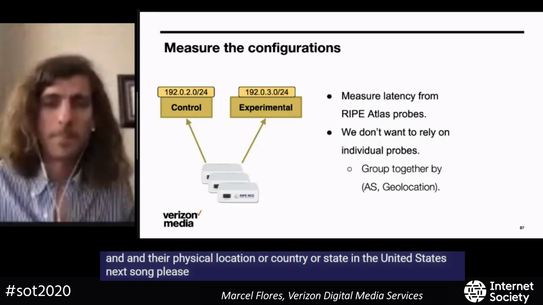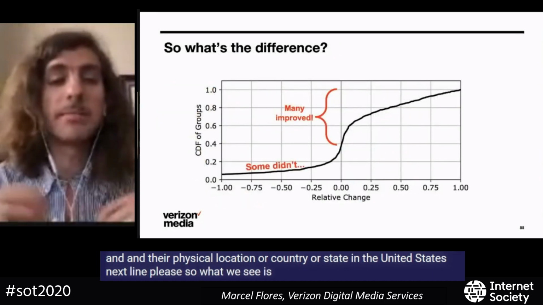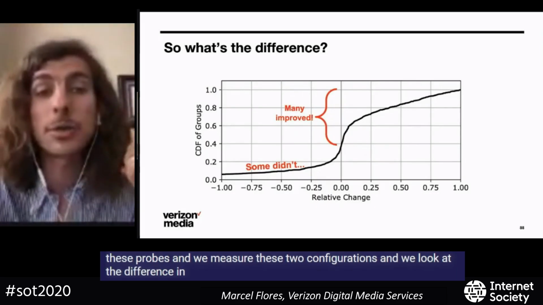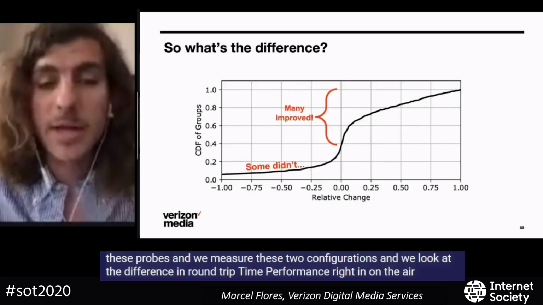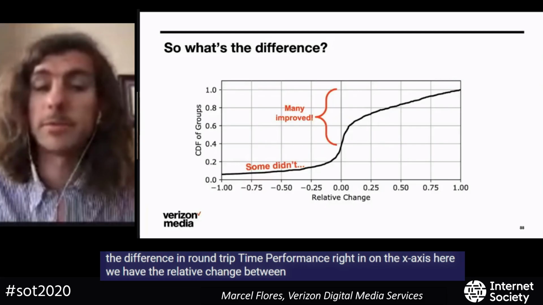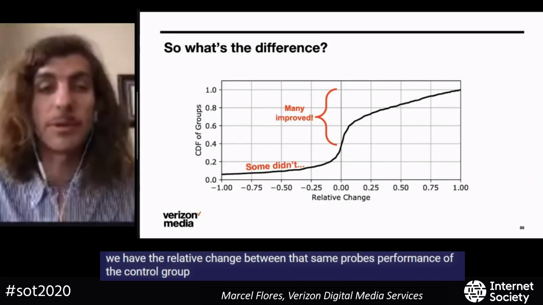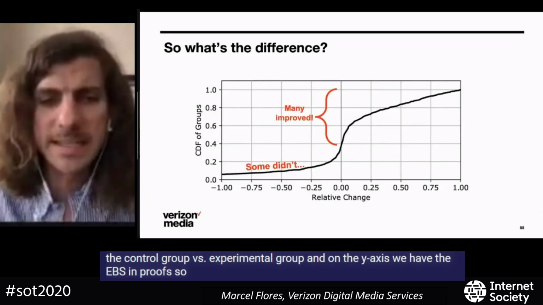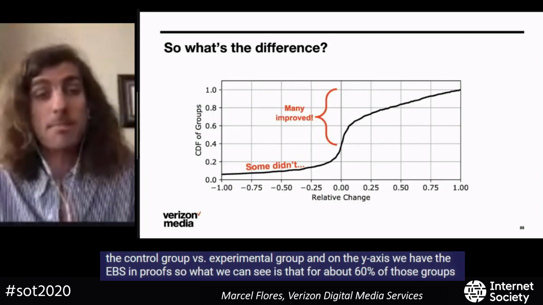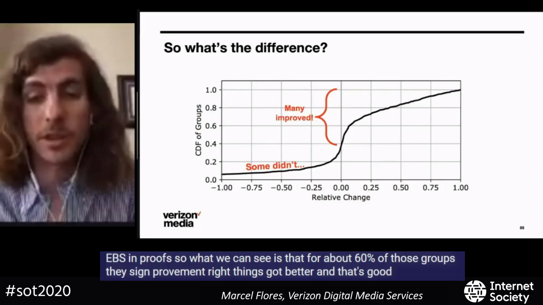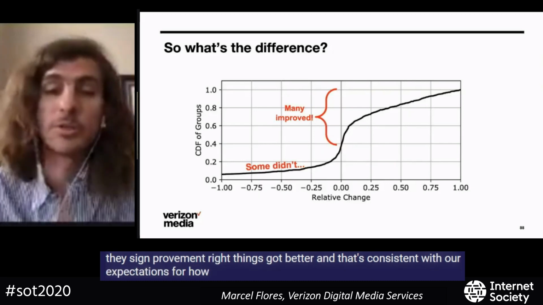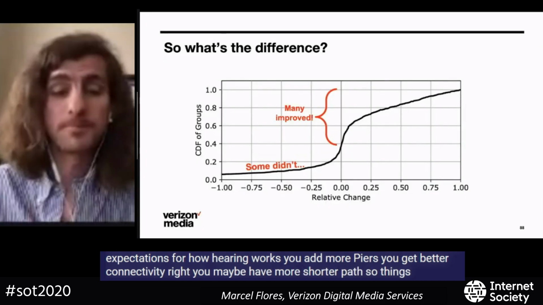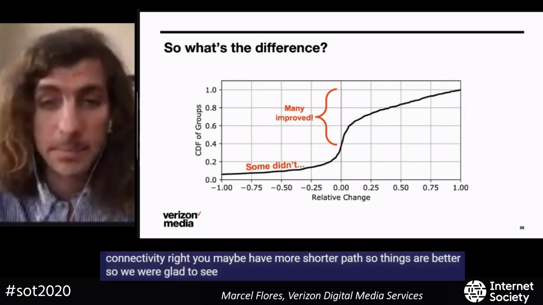Next slide, please. So what we see is once we measure from all these probes and we measure these two configurations and we look at the difference in round trip time performance, right? On the x-axis here, we have the relative change between that same probe's performance with the control group versus the experiment group. And on the y-axis, we have the CDF of groups. So what we can see is that for about 60% of those groups, they saw improvement, right? Things got better. And that's consistent with our expectations for how peering works. You add more peers, you get better connectivity, right? You maybe have more shorter paths, so things are better. So we were glad to see that 60% improvement.